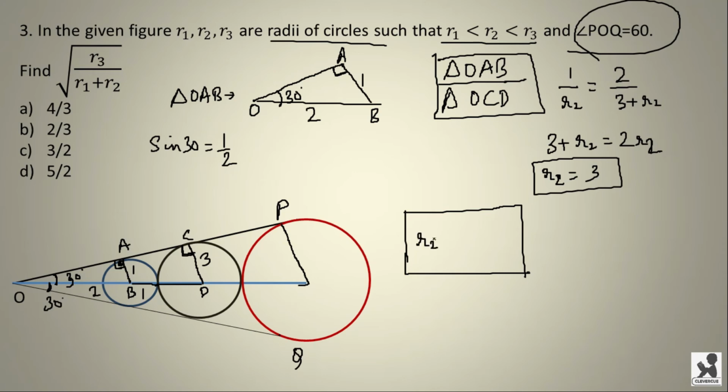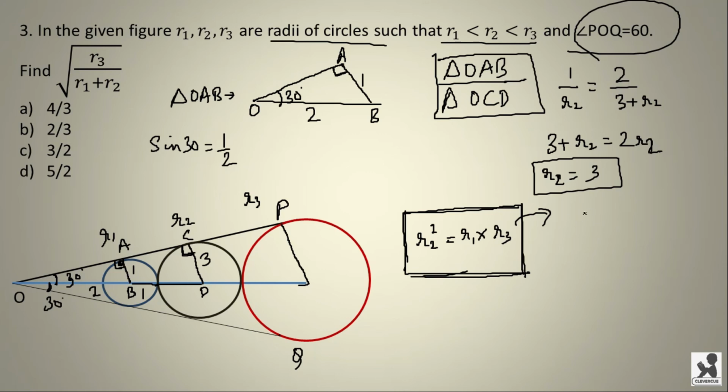R2 square will be equal to R1 into R3. So R1 is the radius of the smallest circle, R2 is the radius of the next bigger circle, and R3 is the radius of the biggest circle. So remember this formula. You can get this formula by applying the same similarity of triangles with this triangle also. So to save time, let us consider this formula.